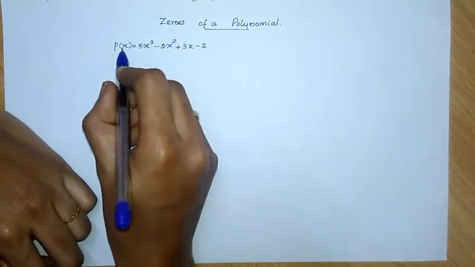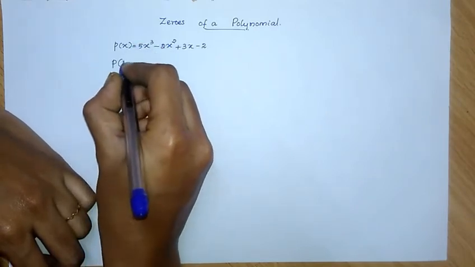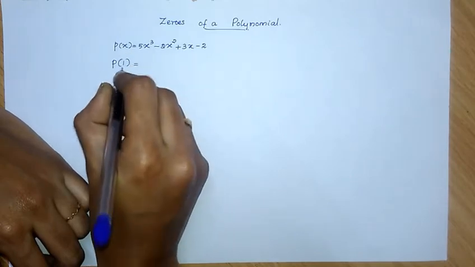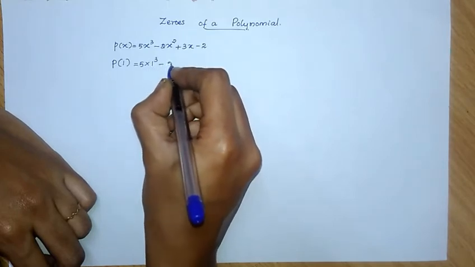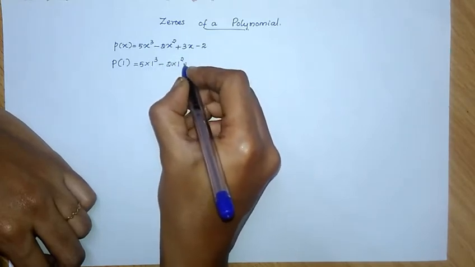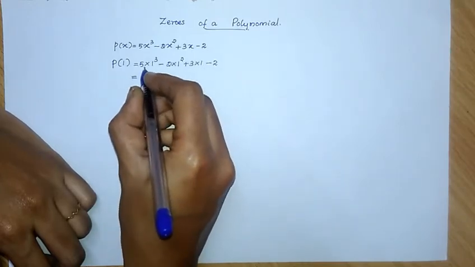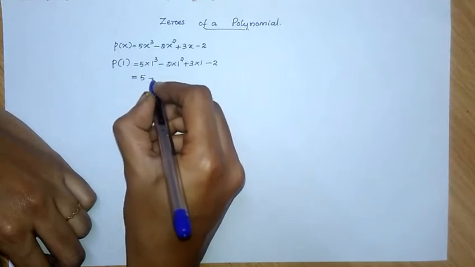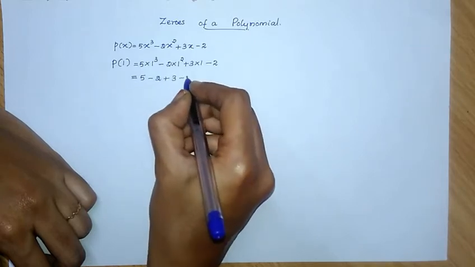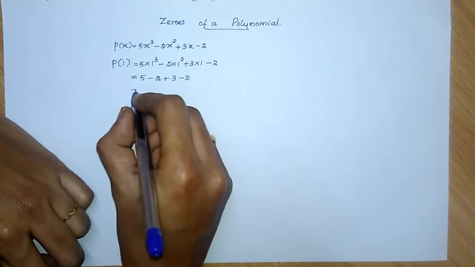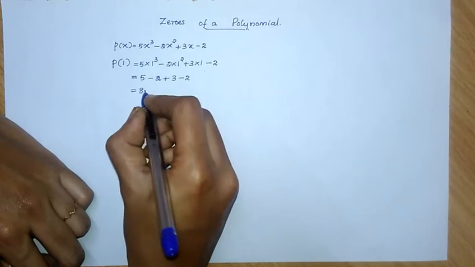If we replace x by 1, we get p of 1 equal to, in the place of x apply 1. 5 into 1 cube minus 2 into 1 square plus 3 into 1 minus 2, which is equal to 5 into 1 cube is 5 minus 2 into 1 square is 2 plus 3 into 1 is 3 minus 2, which is equal to 5 plus 3 is 8 minus 2 minus 2, so minus 4.